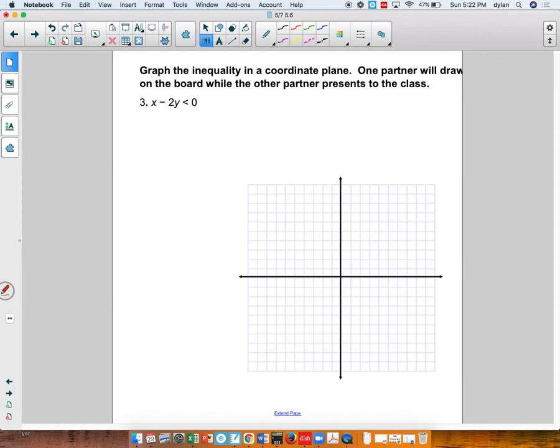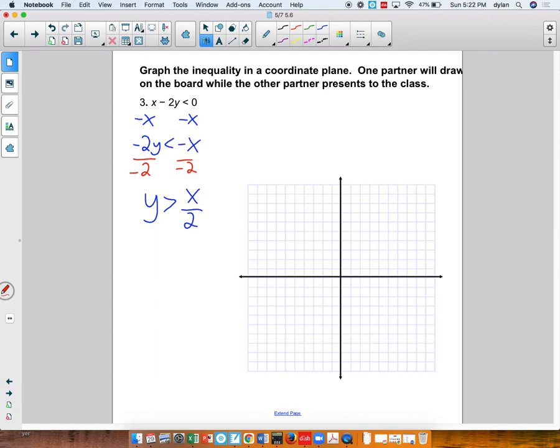So the key here is before we can graph this, we want to solve it for y, to get y all by itself, to get into slope-intercept form. So I'm going to subtract x from both sides, and I'll have negative 2y is less than negative x. Then we're going to divide both sides here by negative 2. And when we do that, you got to remember we're dividing by a negative, so we have to remember to flip the sign. That's something we practiced a lot earlier this year and in pre-algebra. So we'd have y is greater than x over 2.